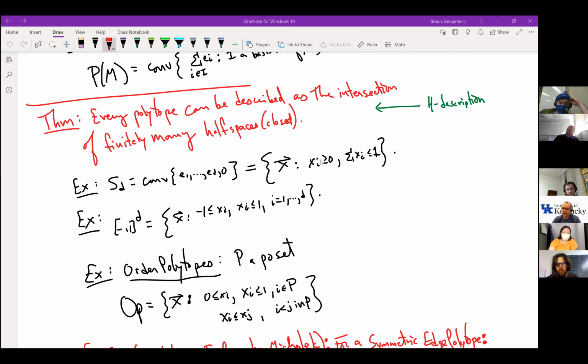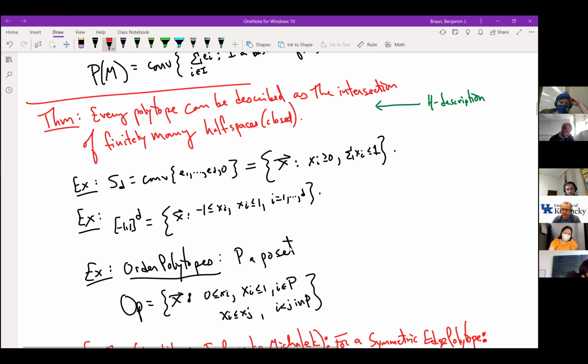So this gives you D plus 1 half spaces, 1 for each coordinate plus this one. The minus 1, 1 cube is the set of all x where each coordinate is greater than or equal to minus 1 and each coordinate is less than or equal to 1. So there are 2D closed half spaces that define this.